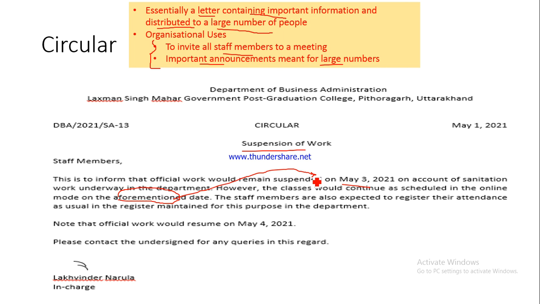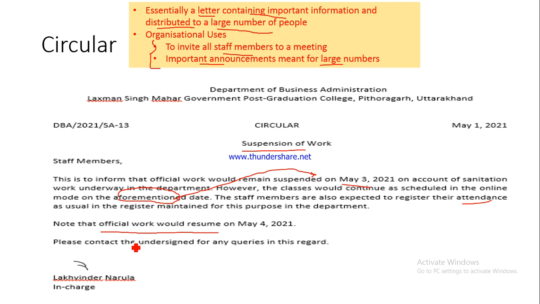So the circular communicates that the official work would not be done on 3rd of May, but the classes would continue as scheduled, and that the staff members are also expected to register their attendance as usual in the register maintained for this purpose. So the staff members have to come to the college, they have to mark their attendance, and the online classes would continue as scheduled. The only thing that would remain suspended is the official work. Fine. Note that official work would resume on May 4, 2021. So the work would again resume on the next day.